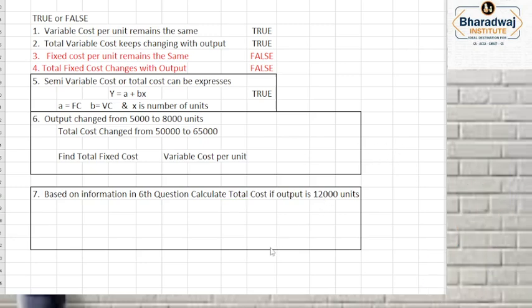Recorded class students, I repeat, please pause and copy. Solve sixth and seventh, then you can proceed.